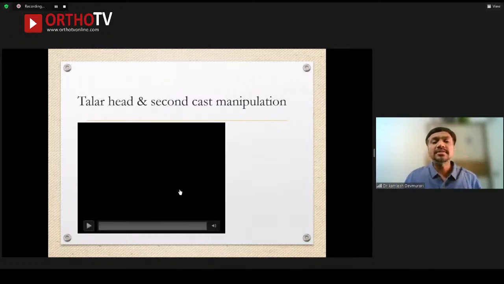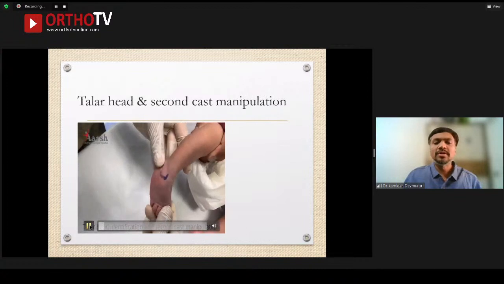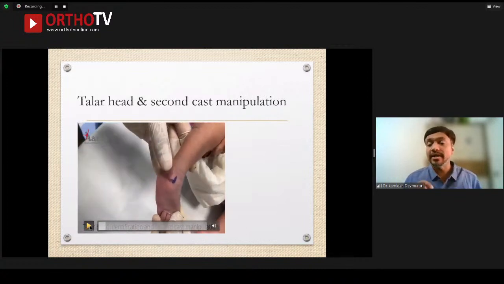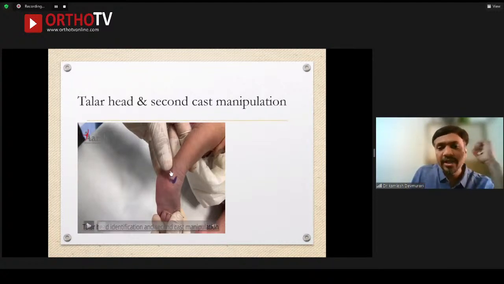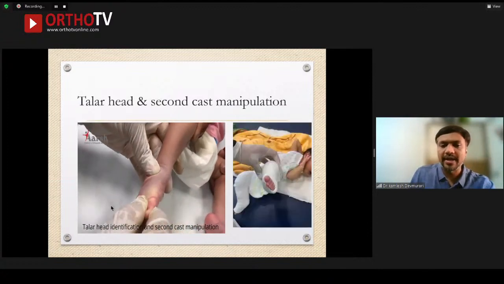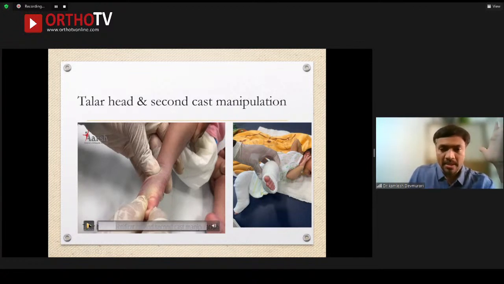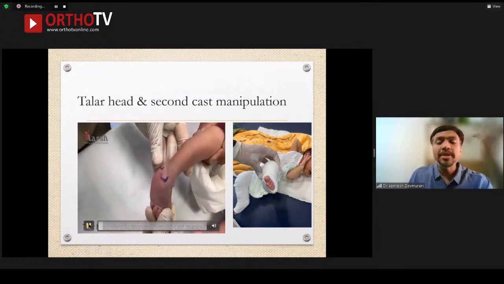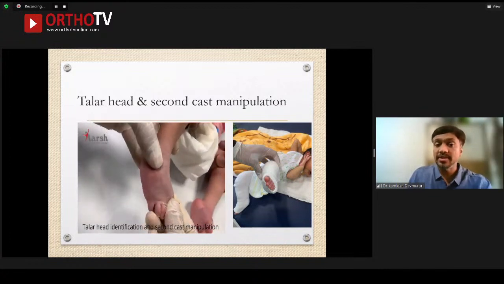Now the second cast, what will we do? Again, there is a very important thing. We have to identify the talar head. So where is the talar head? First, we have to identify the fibula. This is a fibular landmark, and go 1 centimeter anterior and inferior. You will find the talar head. So now we have to use the fulcrum. We put our thumb over that, and this is the fulcrum, and you have to abduct the foot. The important thing here is we have to abduct the supinated foot, not a pronated foot.